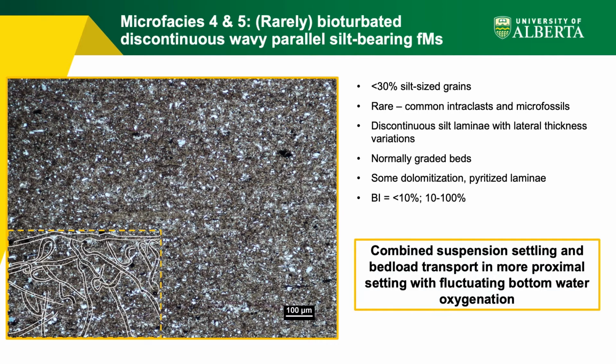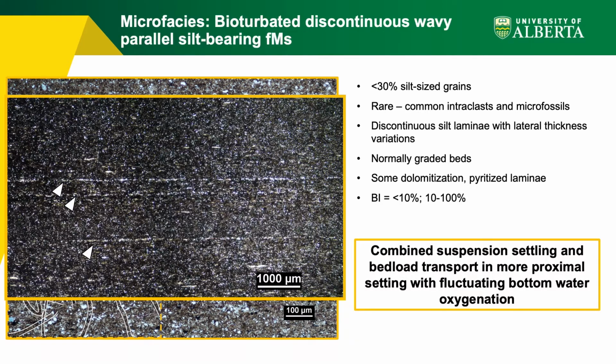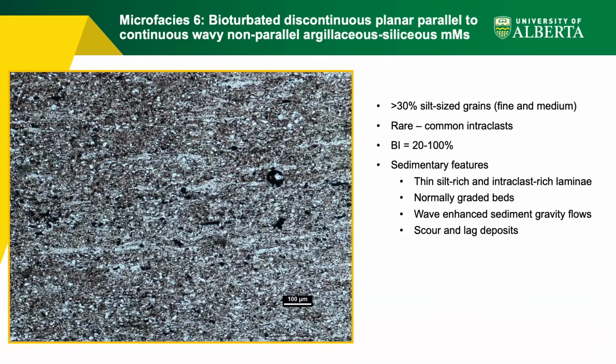In this photomicrograph, we have an example from microfacies 4, the rarely bioturbated version. We have 3 discontinuous silt laminae where they have punctuations laterally throughout. Those punctuations are interpreted to represent disruptions by bioturbating organisms, but overall, the silt laminae are interpreted to represent evidence of bedload transport of the silt grains.